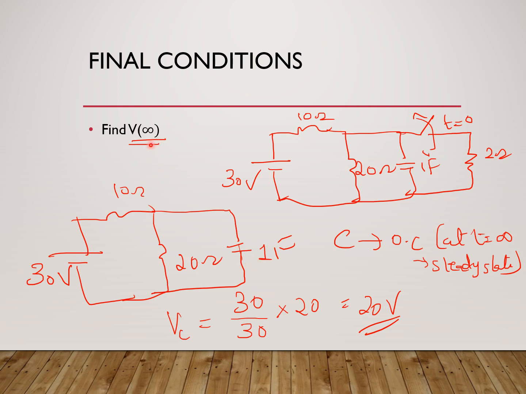So to find the infinity or steady state conditions, what do you do? You see what happens after time t is equal to 0. In this case, the switch is getting open. So after time t is equal to 0, redraw the circuit, and once you redraw it, apply the steady state conditions: the capacitor tends to an open circuit. If it's an inductor, we replace it by a short circuit. Whatever it is, do the corresponding case and find the voltage across the capacitor. Right, so this is about the final conditions.